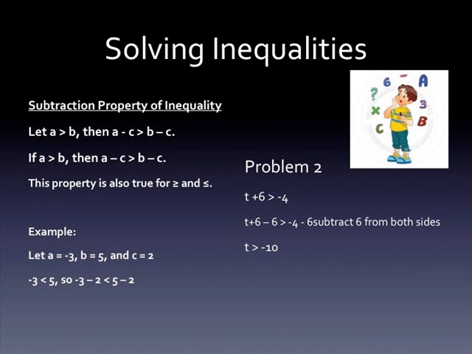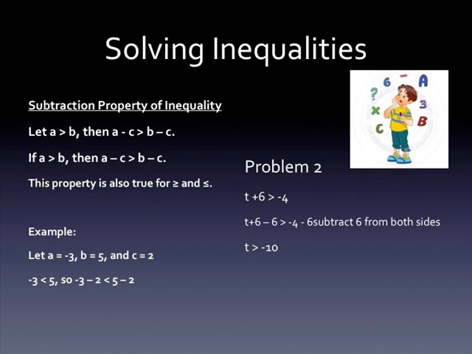The subtraction property of inequality. Let A be greater than B, then A minus C is greater than B minus C. And if A is less than B, then A minus C is less than B minus C. This property is also true for the greater than or equal to and the less than or equal to signs.